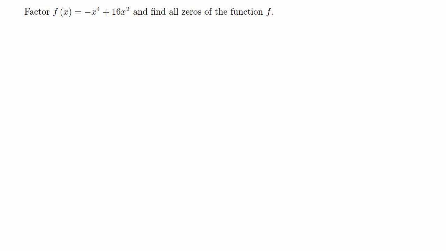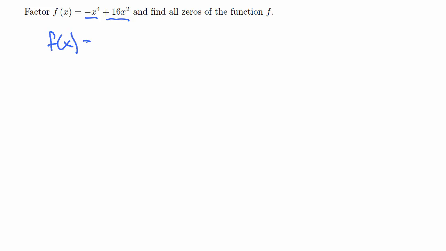Hello. In this example, we want to factor f of x equals negative x to the fourth plus 16x squared and find all zeros of the function f. Now, to do this, you could try and use synthetic division, but notice that the function itself, negative x to the fourth plus 16x squared, has something in common between the two terms. And when you're trying to factor something, the first thing you always want to look for is a common factor. So notice between negative x to the fourth and positive 16x squared, what's in common?